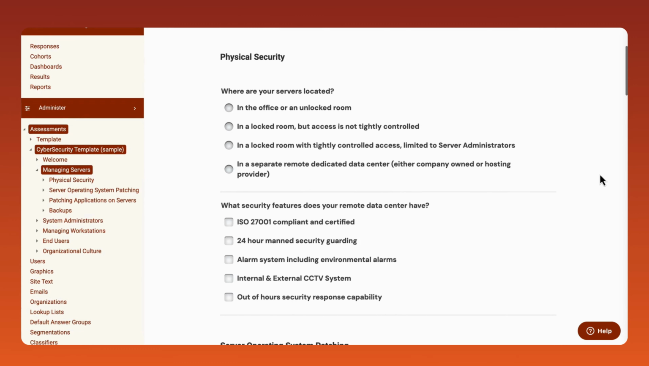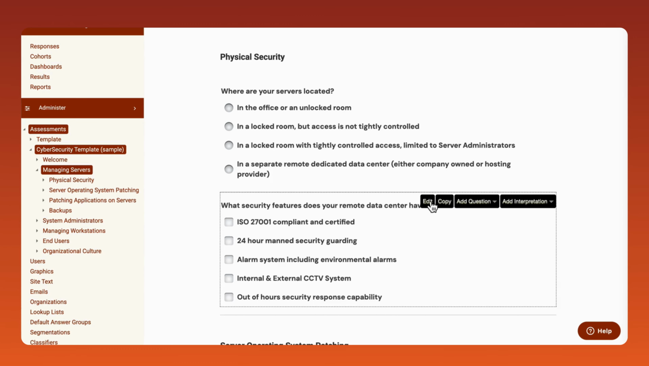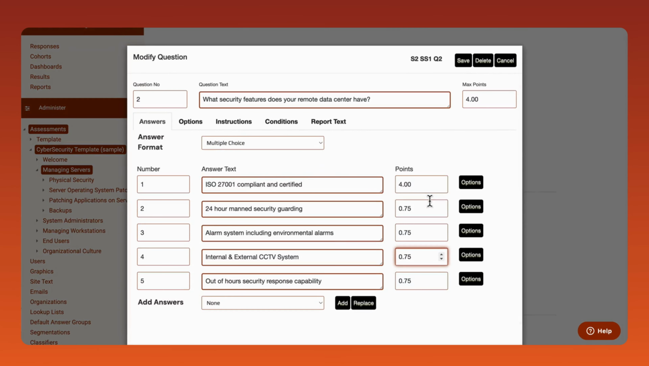Let's look at this question. What security features does your remote data center have? This is a multiple choice question where respondents can select more than one answer. If they select any of the other options, they get 0.75 points. However, if they select ISO 27001 compliant and certified, along with any of the other options, they will still only receive 4 points. This is because the maximum score that can be achieved for this question is 4.